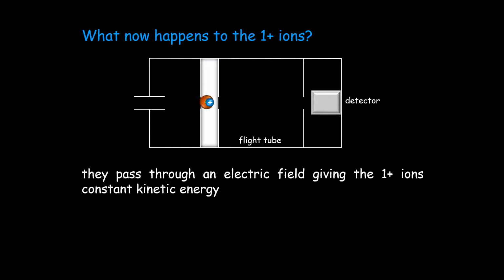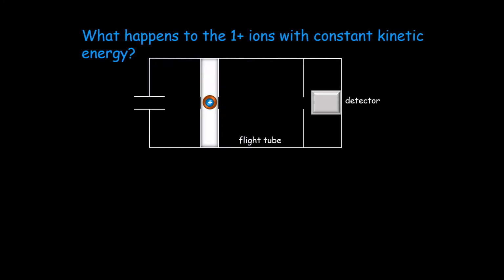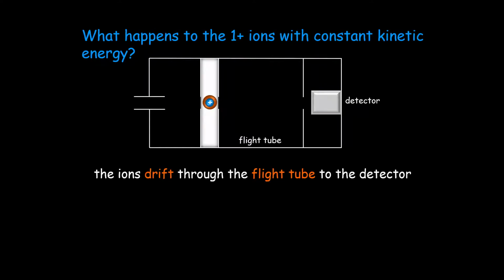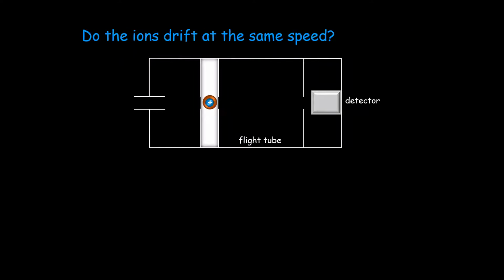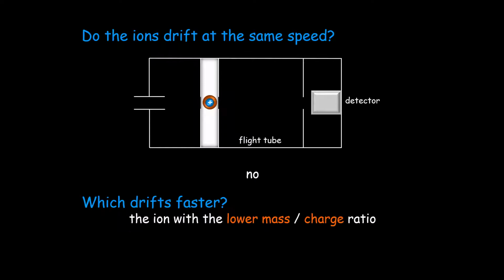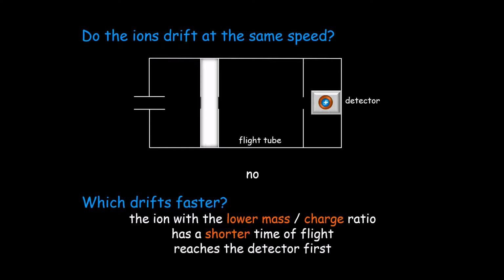They pass through an electric field, giving the 1+ ions constant kinetic energy. The ions drift through the flight tube to the detector. The ion with the lower mass to charge ratio has a shorter time of flight and reaches the detector first.